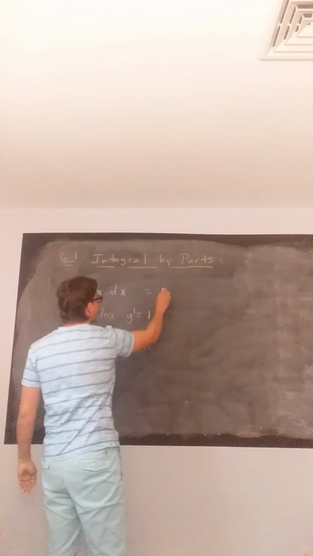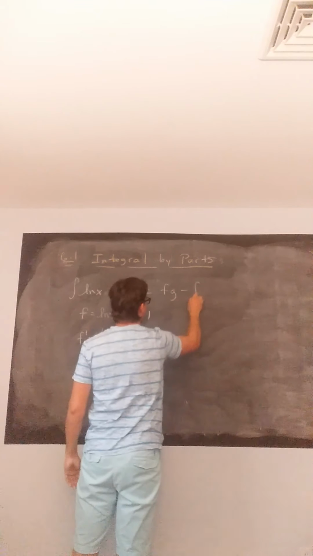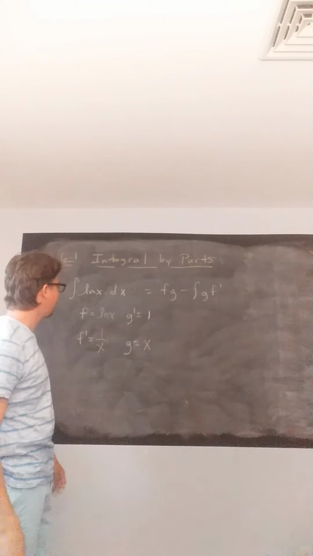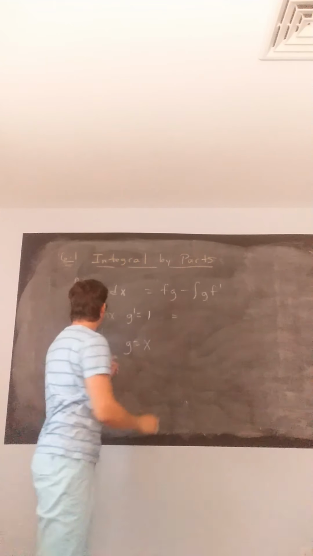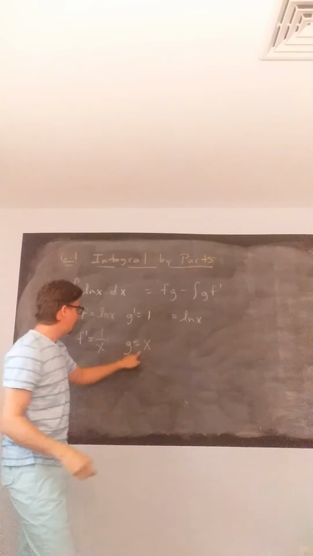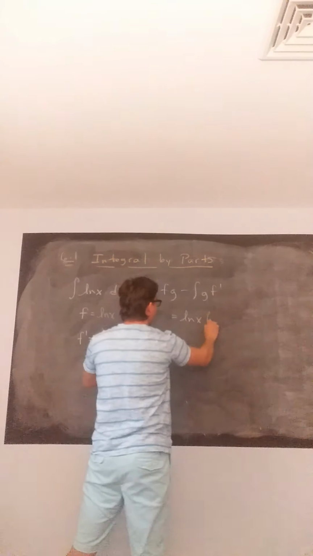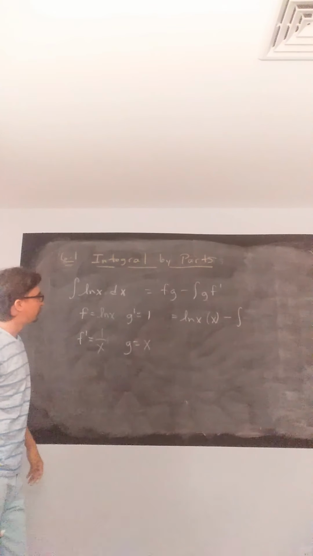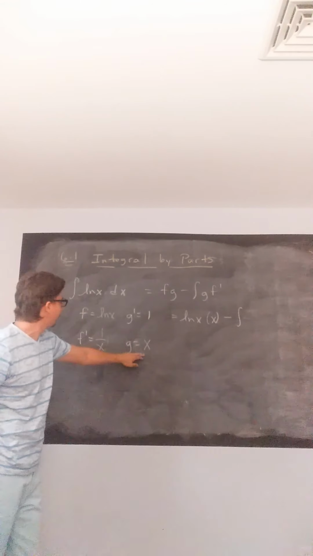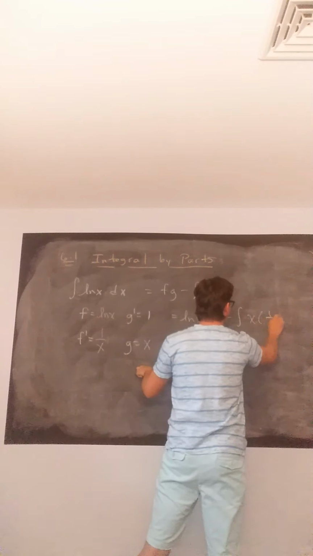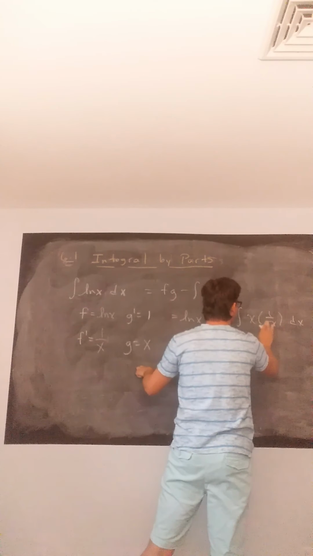So the formula says we want fg minus the integral of gf prime, to round up all the parts and put everything together. So what is f? f is the ln of x. What is g? That's x, so that's ln of x times x, minus the integral of gf prime. So g is x, and f prime is 1 over x. So it's x times 1 over x dx.